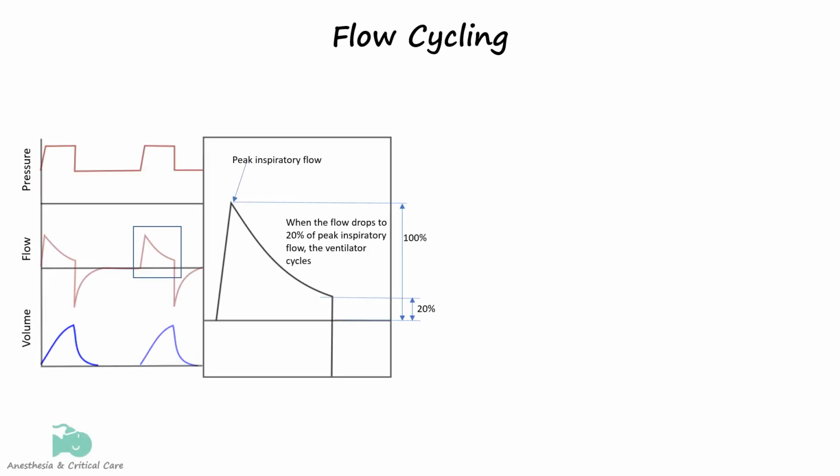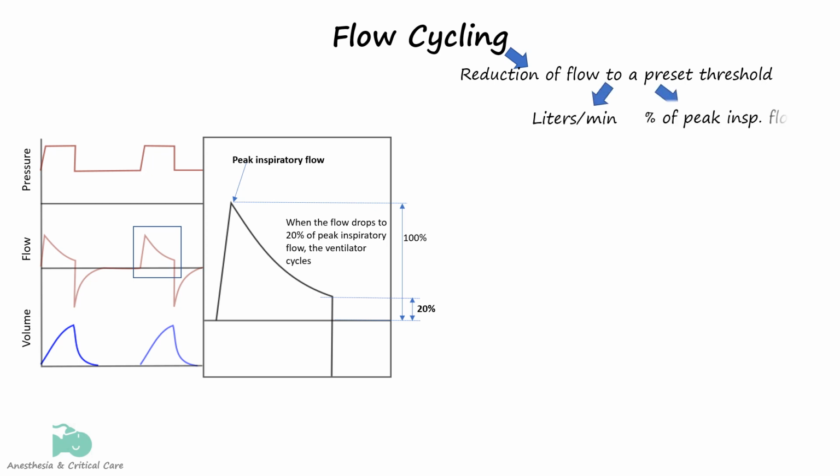With flow-cycled ventilation, the ventilator cycles into the expiratory phase once the flow has decreased to a predetermined value during inspiration. If we look at the flow waveform, we can appreciate that when the flow gets reduced to 20% of the peak inspiratory flow, the ventilator cycles into expiration. The flow cycling variable can be either a fixed flow value measured in liters per minute or a percentage of the peak flow rate achieved during inspiration.